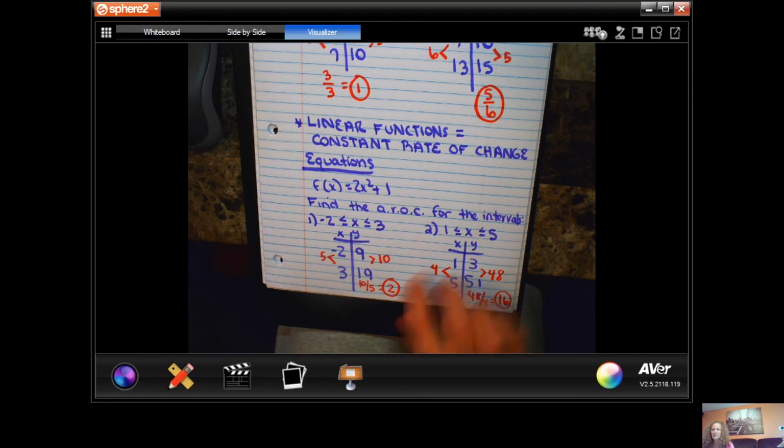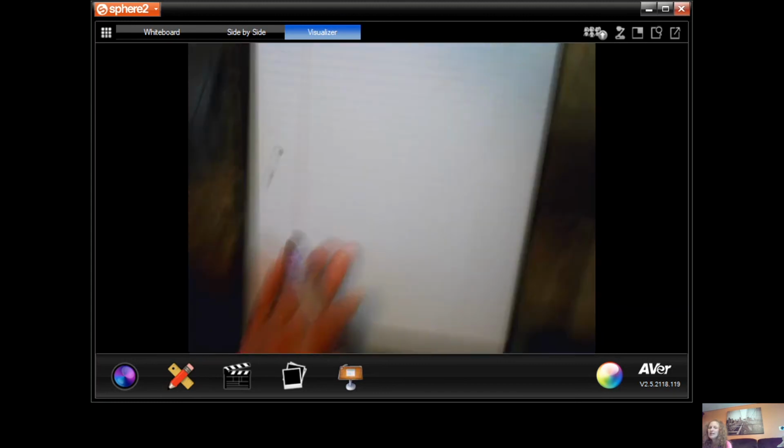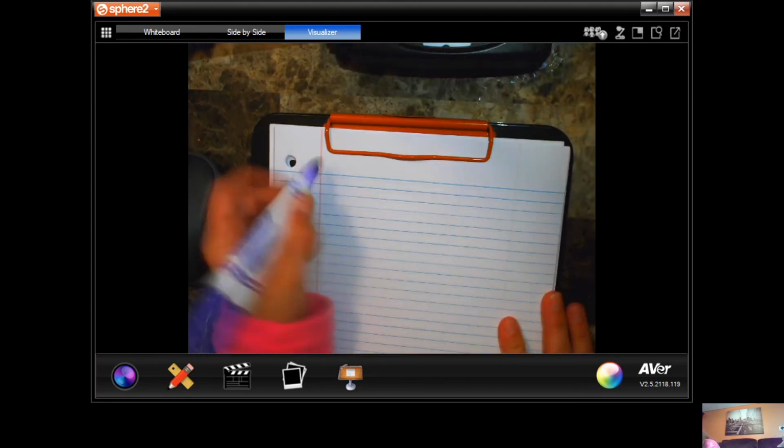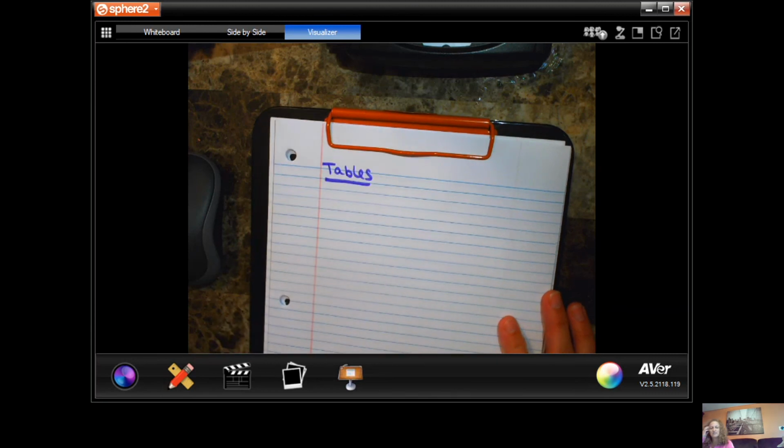One more part is our table. We're saving the easiest for last. So I'm running out of room because I'm writing so big. So let me move on to the back. Last part we're going to end with would be tables. So I'm going to have us find the average rate of change in a table.